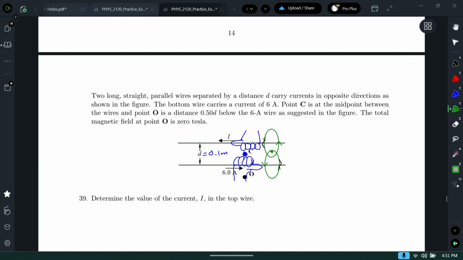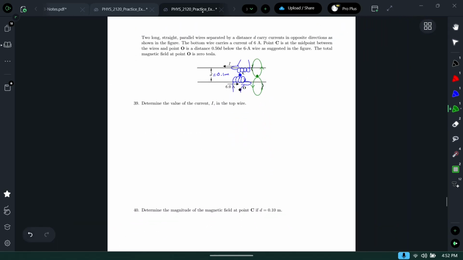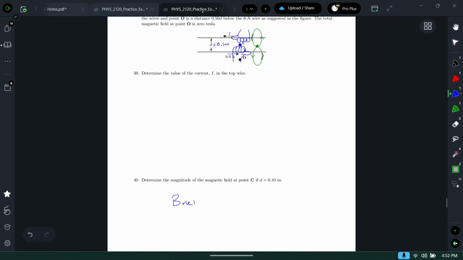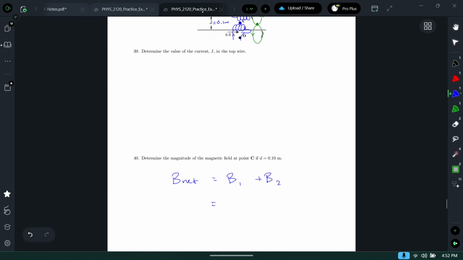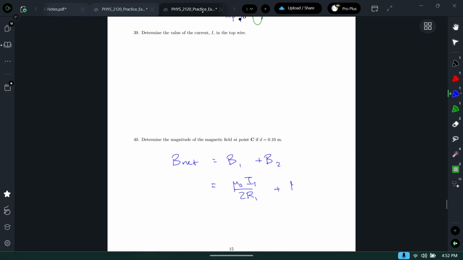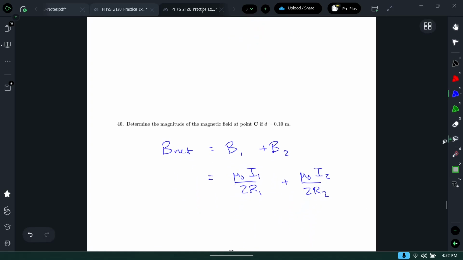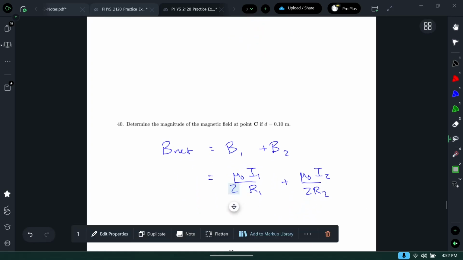So dead center, if I line those up a little better, it's going to be a field poking up out of the page for both of the two, meaning I will add their overall fields. So the net magnetic field is the field from wire 1 plus the field from wire 2. So that's mu naught I1 over 2 pi R1, I'll just leave it as R1 for now, plus mu naught I2 over 2 pi R2. Oh, I'm forgetting a pi, since these are straight wires.